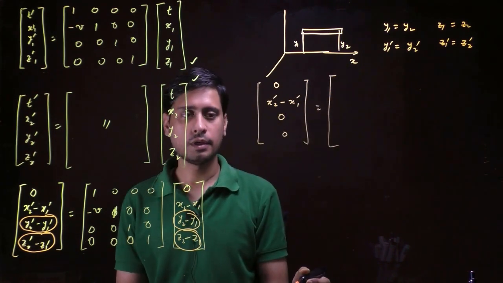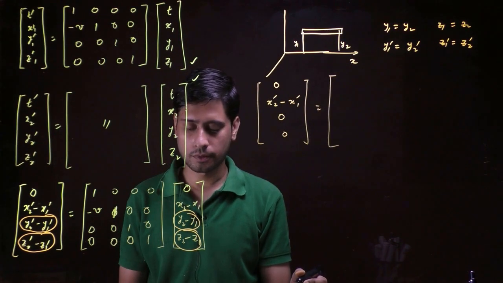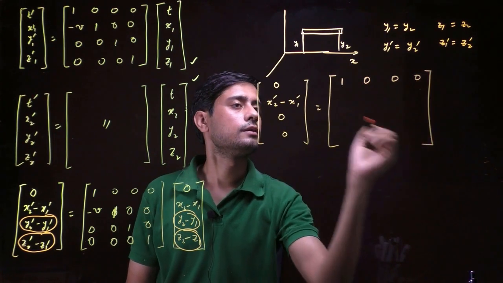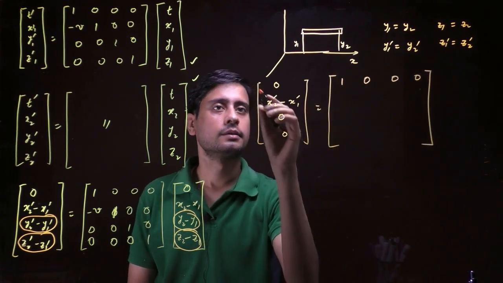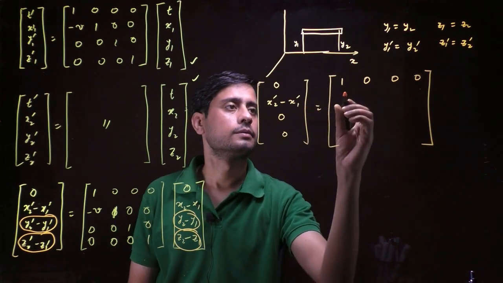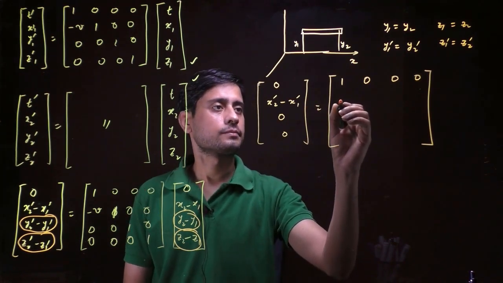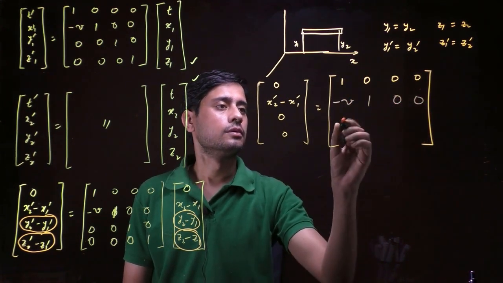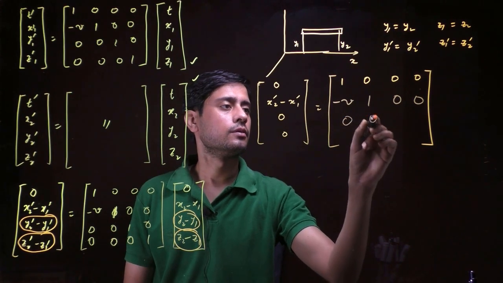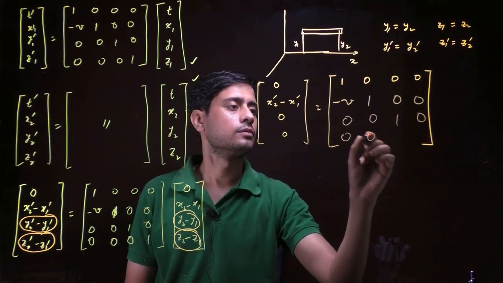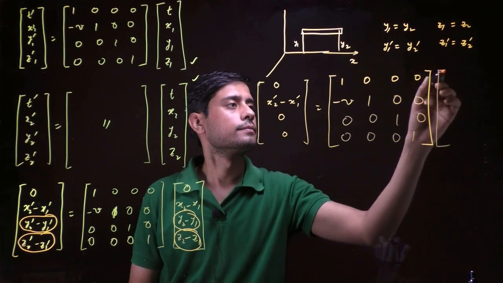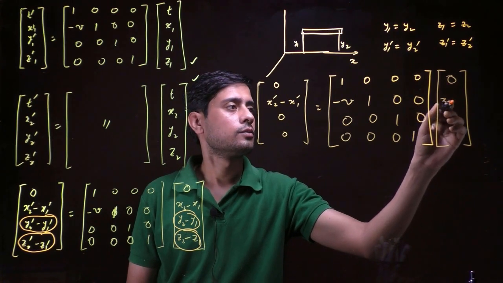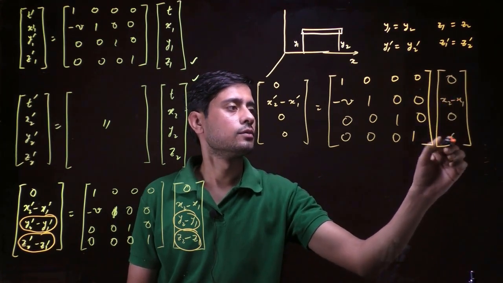We are just developing a habit of writing in matrix form: 1 0 0. Otherwise you can write it without any matrix and it will be much simpler. So this is minus v 1 0 0, this is 0 0 1 0 and 0 0 0 1, and it will be 0, x2 minus x1, and 0 0.